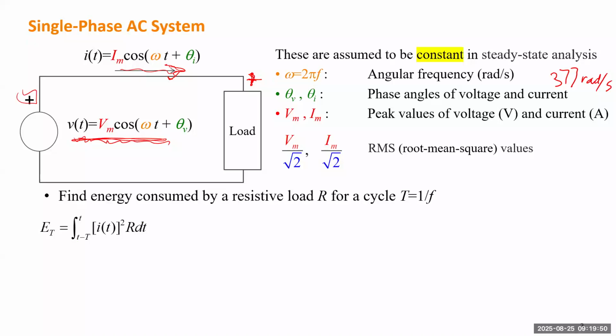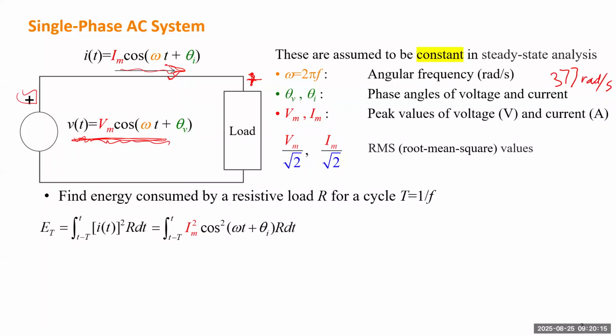So if we do such a calculation, we take the integral of the instantaneous current squared multiplied by R, integrated over 1 cycle. This is the energy consumed in 1 cycle. We plug in the instantaneous current, which will be this cosine function. Im is constant, so we move it outside, and here we want to integrate this cosine function squared.